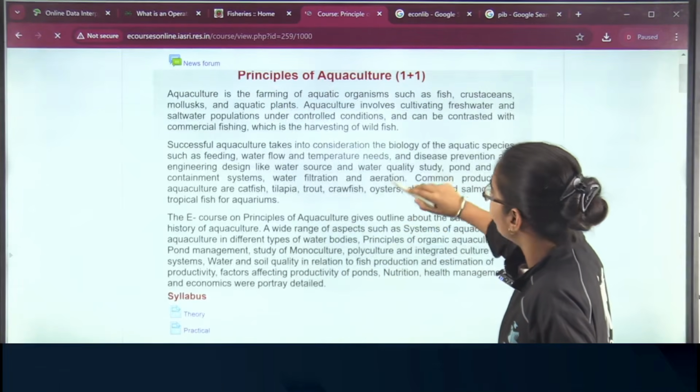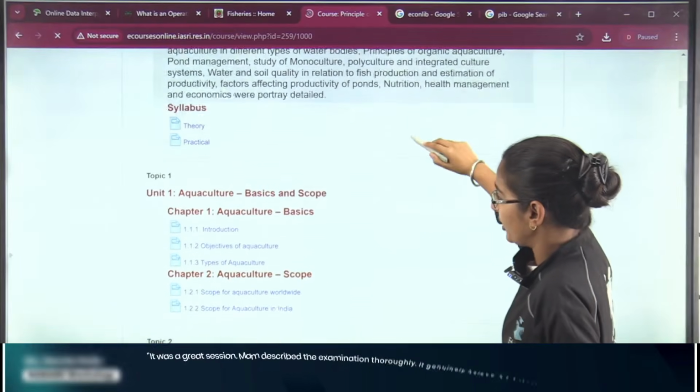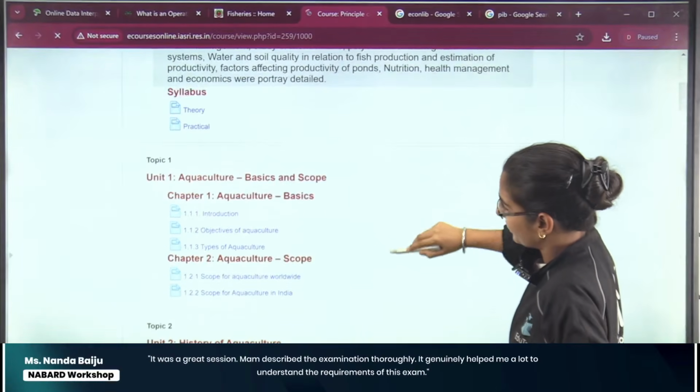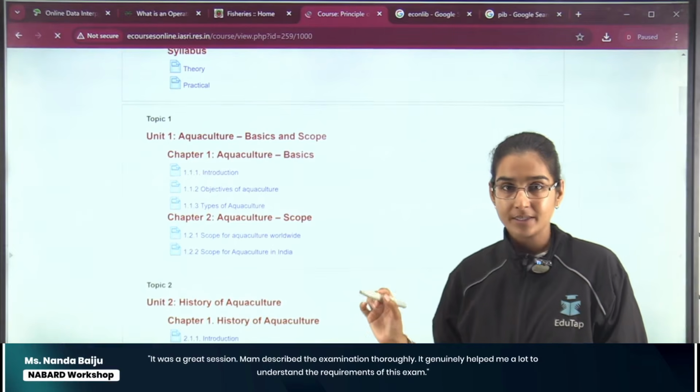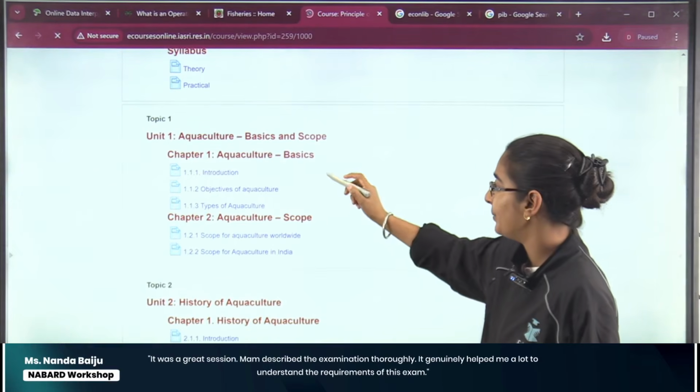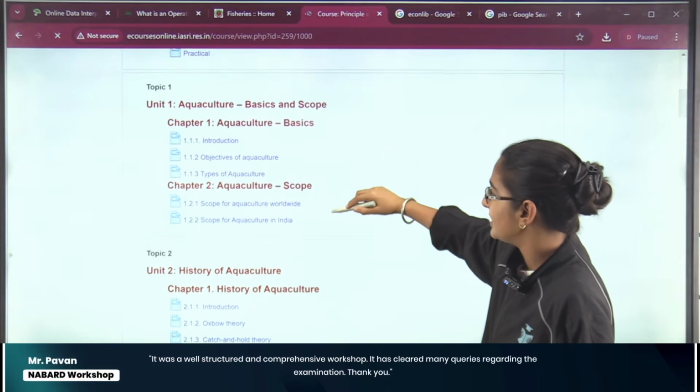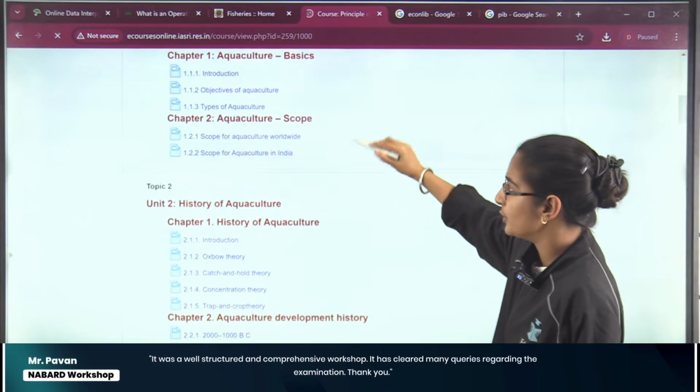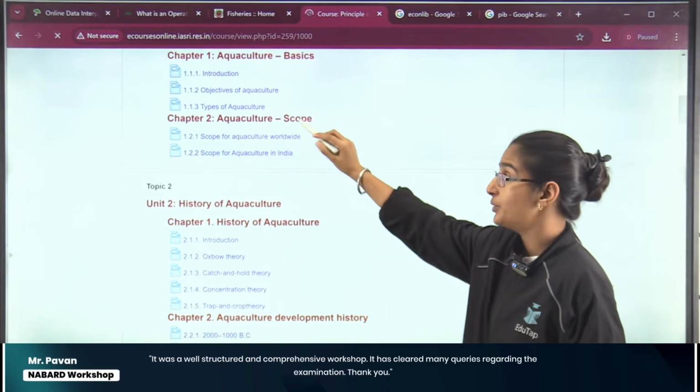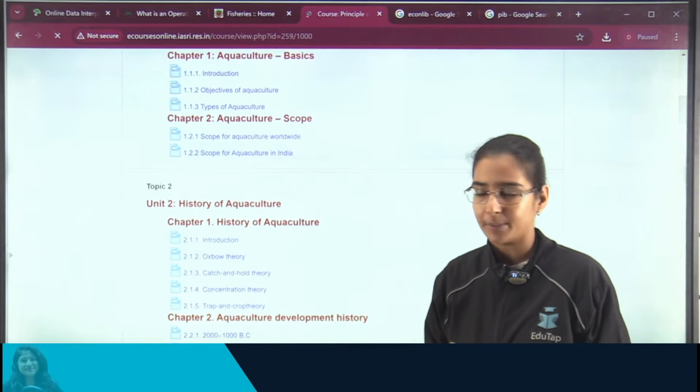Again, principles of aquaculture, it has been mentioned over here. Now, in this website, if you see, there are a lot of topics which have been given. For example, the basis of aquaculture is there. Aquaculture scope has been given. So you have to cover this because objectives of aquaculture can be asked in the descriptive also.